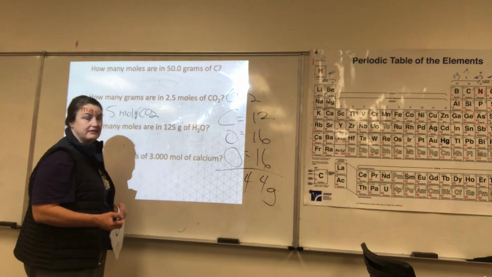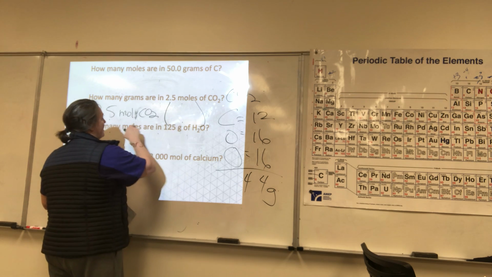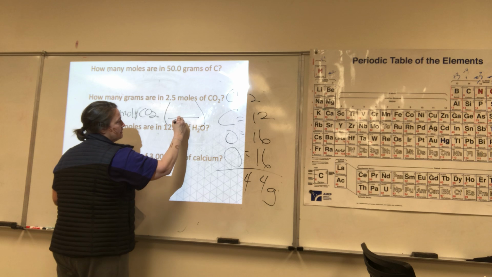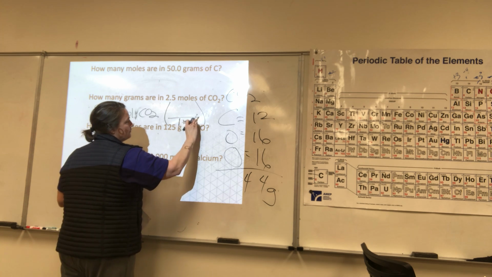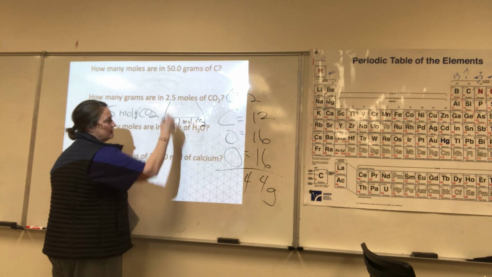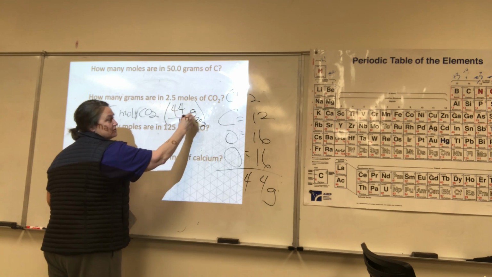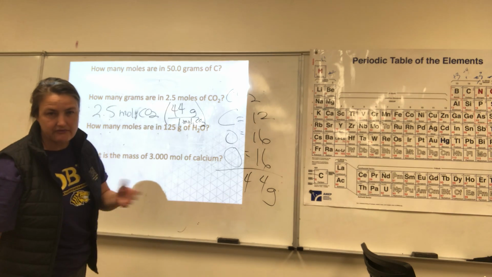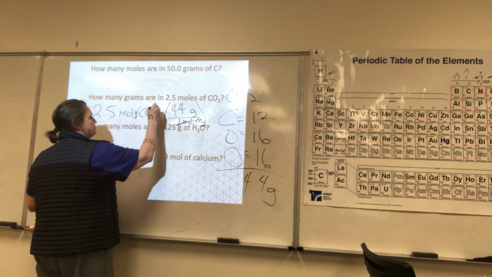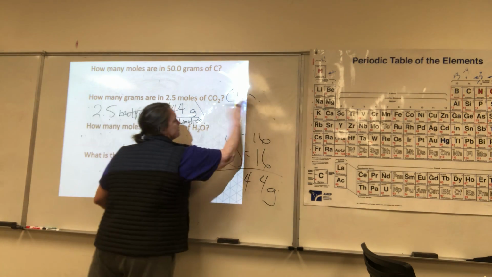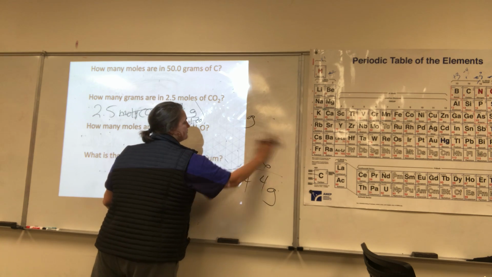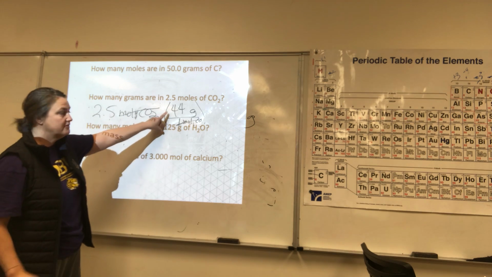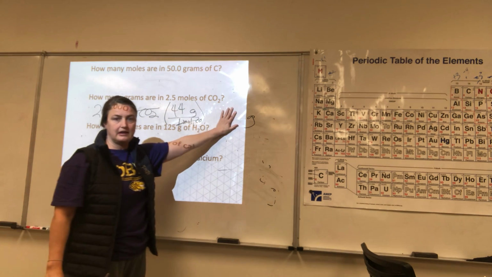So my ratio would be this. I'm going to put moles on bottom because I want to get rid of moles and have them cancel. So 1 mole of carbon dioxide is 44 grams. And now I'll solve this like we've solved the other ones. Moles cancel. I'm left with grams of carbon dioxide. I would multiply 2.5 times 44, and I'll put that answer here.